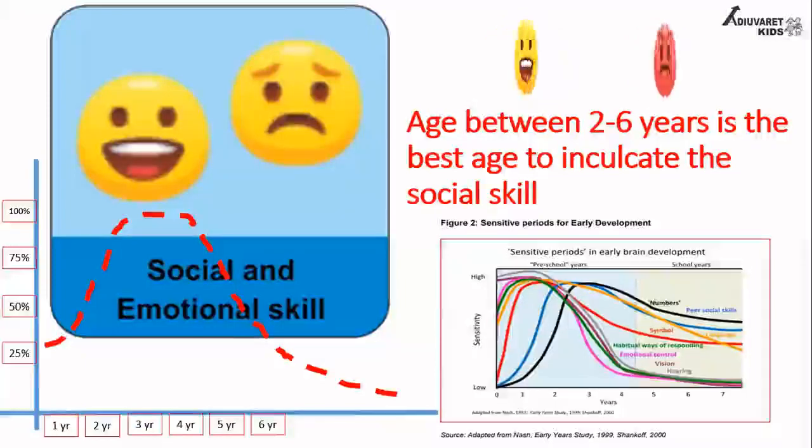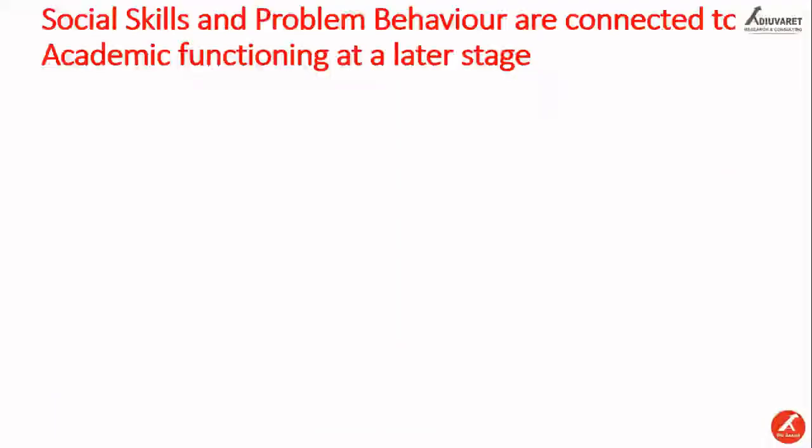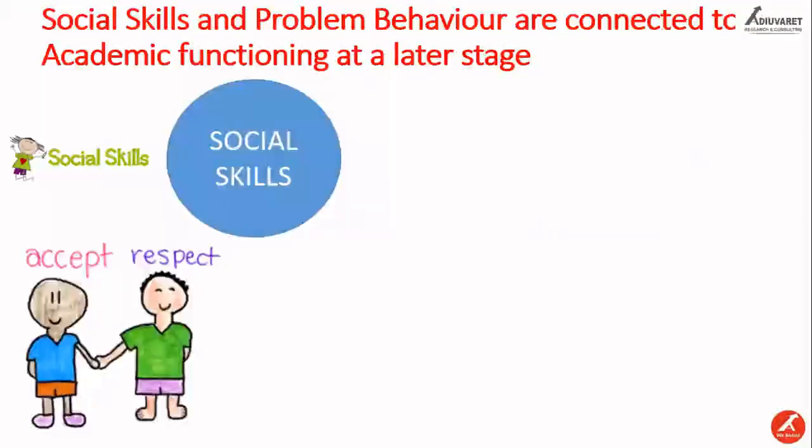So therefore, it is very important for teachers and parents to understand that these 2 years to 6 years are very productive years for the child to work on social and emotional skills. Now, if you look at social skills, social skills are a group of various skills. It includes a lot of components. We'll discuss that.